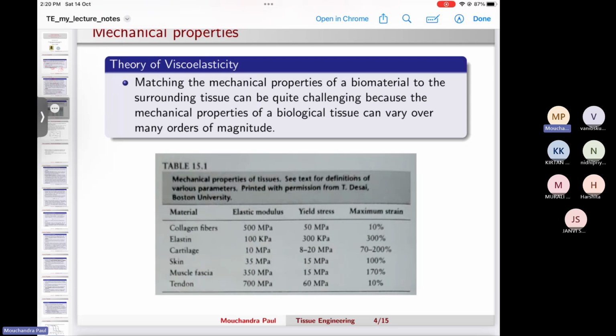So as I said, matching the mechanical property of a biomaterial to the surrounding tissue is important, but it is also quite challenging, because the mechanical properties of these tissues vary a lot. Okay, they vary a lot.